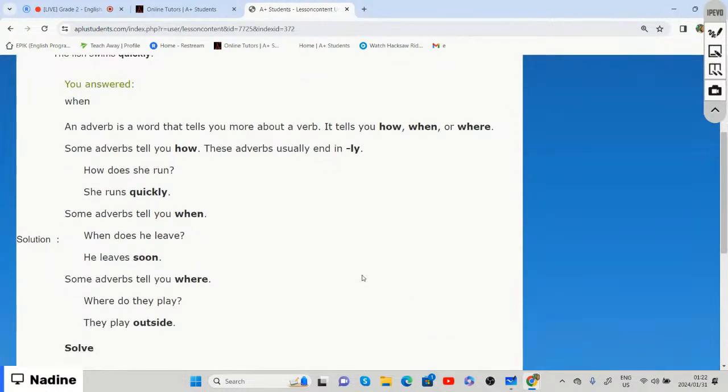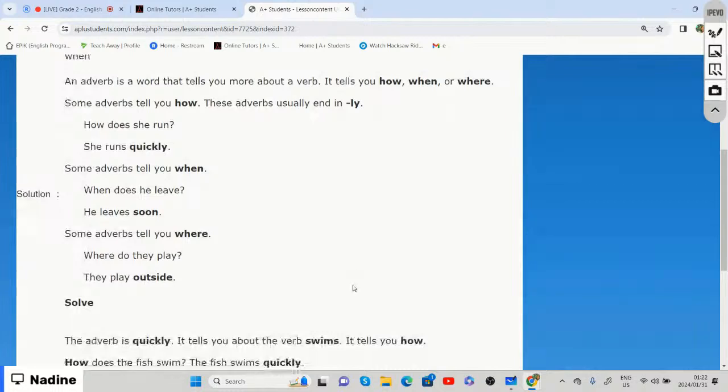All right, so we said that an adverb is a word that tells you more about the verb, and it tells us how, when, or where. Adverbs either tell you how, as in how she ran, how she did something, and that ends with an ly. Then we have adverbs that tell us when. So it's like, when does he leave? When is he coming? It can be soon, it can be tomorrow, it can be later. That basically tells us when.